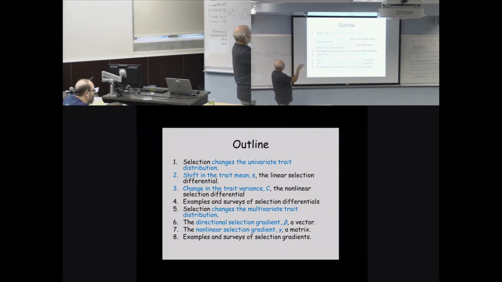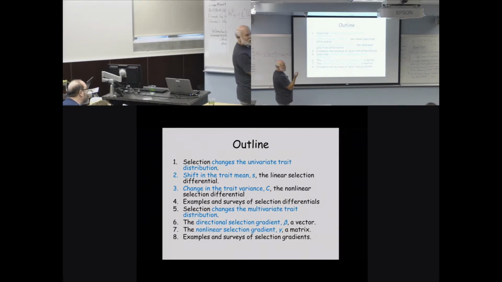And then 5, we're going to look at how selection changes the multivariate trait distribution. And we're then going to introduce 2 multivariate measures of selection. One we've already talked about briefly, that's beta, and we're going to call it by name the directional selection gradient.